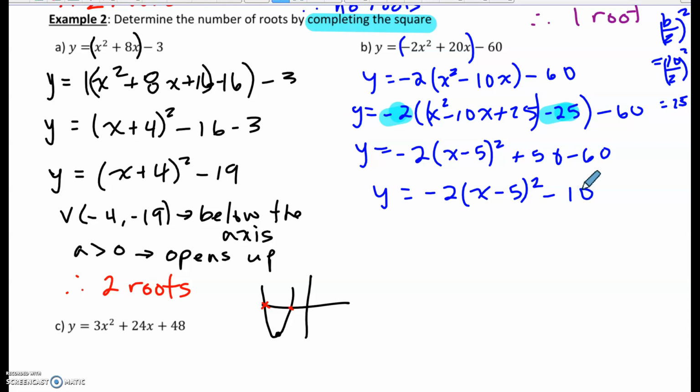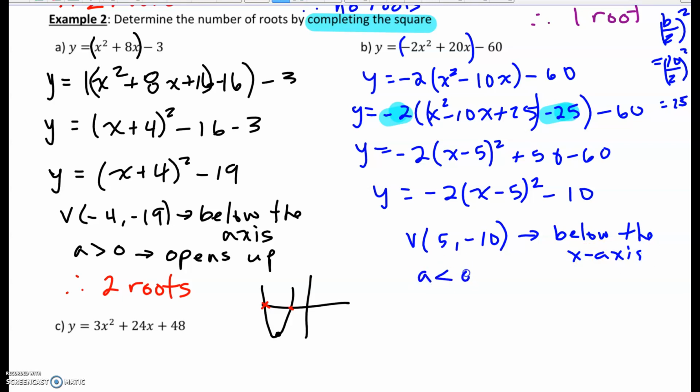And so we need to analyze the vertex and the direction of opening. So I know the vertex is (5, -10), and that is also going to be below the x-axis. And the parabola is opening down since my a value is below 0, or is negative. So that opens down, and so I know that is going to have no roots. If you need a visual, you can go ahead and just plot. We know (5, -10) is going to be somewhere in the 4th quadrant. The parabola is opening down, so you can see it does not cross the x-axis.